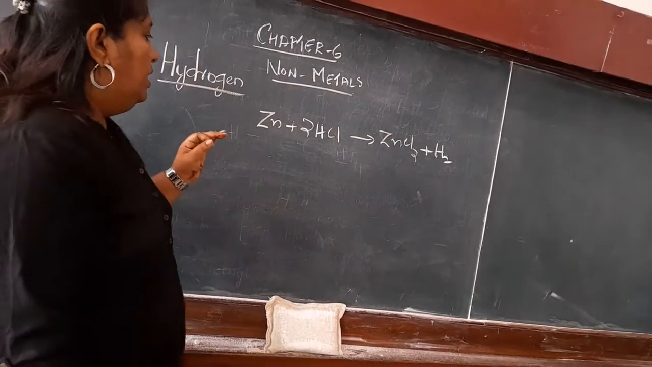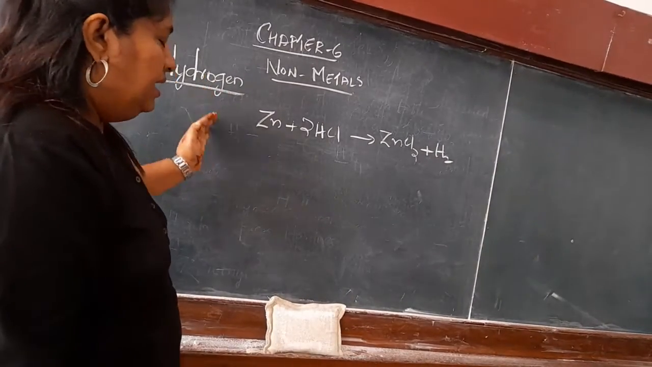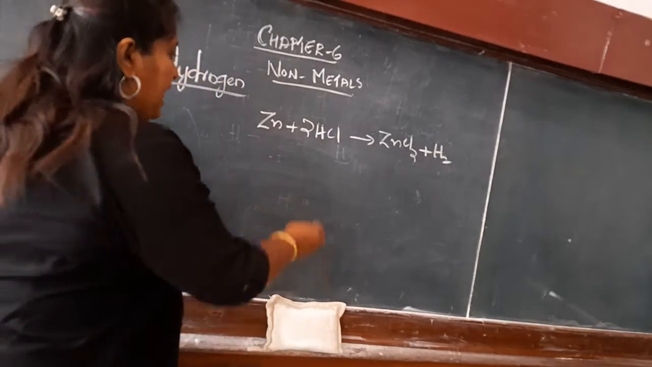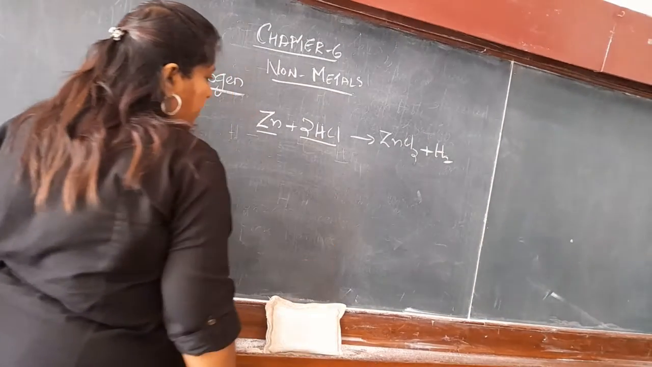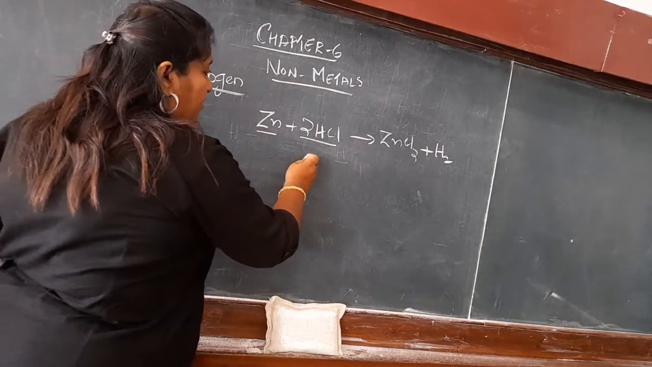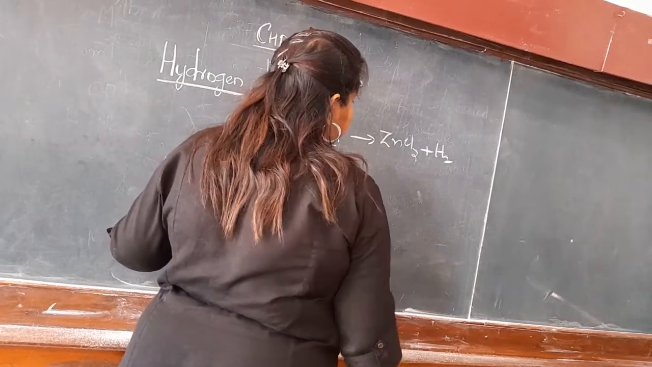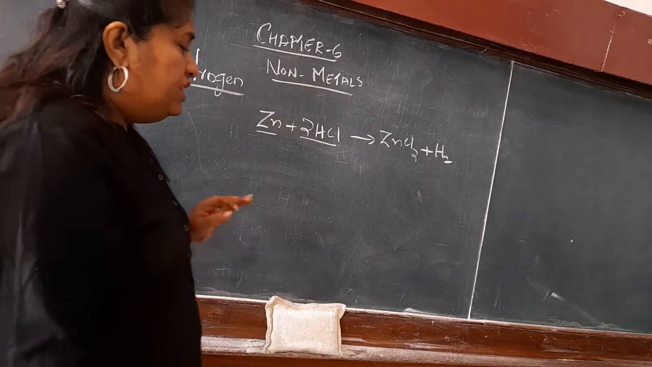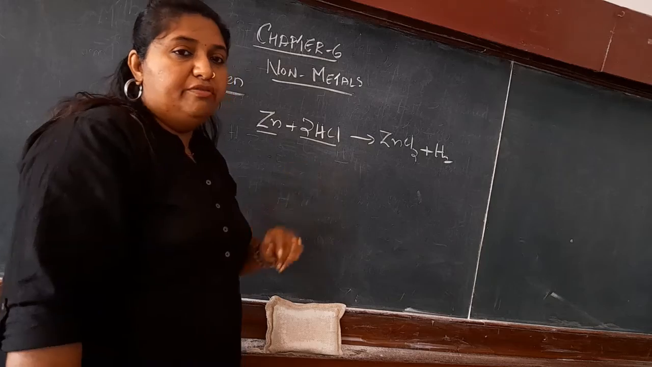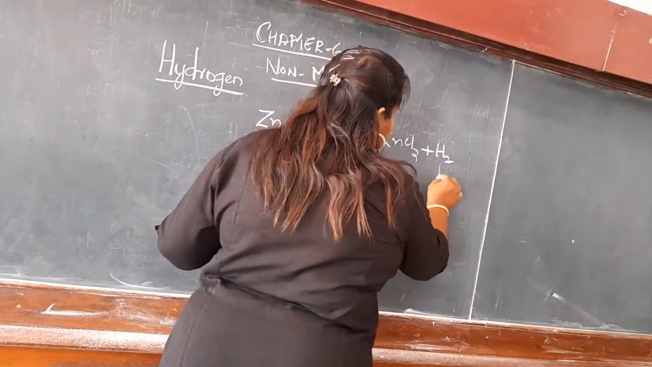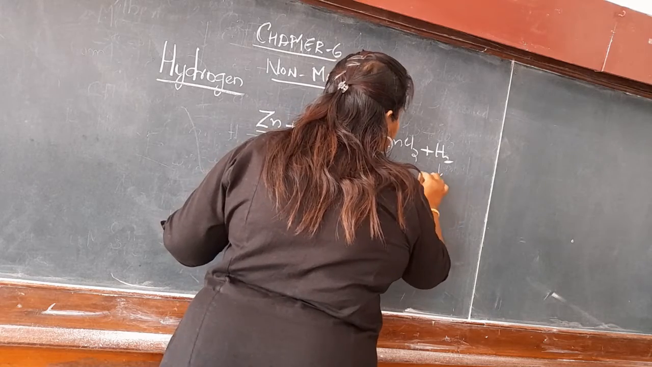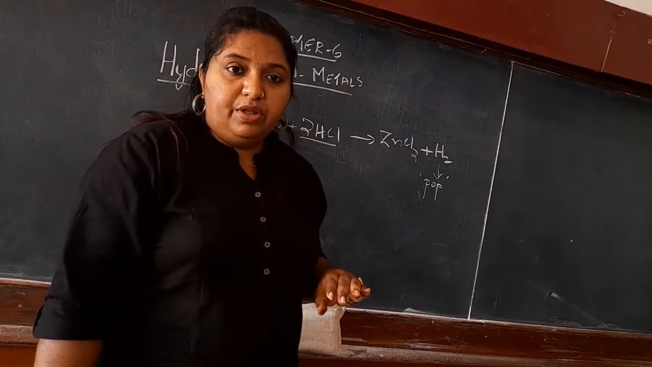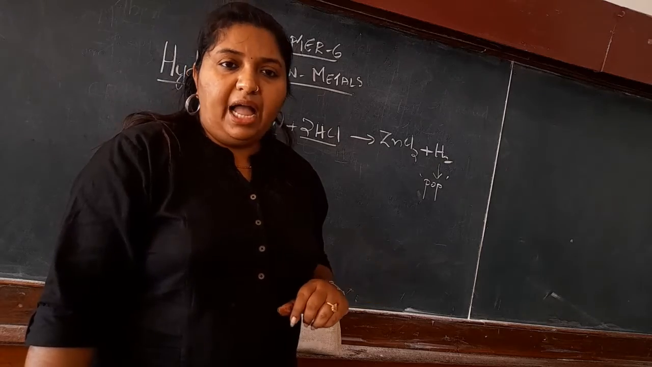Now, if you take some zinc granules in a round bottom flask, and you add hydrochloric acid to it, the reactants are zinc and HCl, hydrochloric acid. Both of them will react and we will get zinc chloride and hydrogen. Now, if we want to confirm that the gas produced is hydrogen, just show a burning splinter at the mouth of the test tube. The hydrogen gas will burn with a pop sound. If the gas burns with a pop sound, you can confirm that the gas is hydrogen.